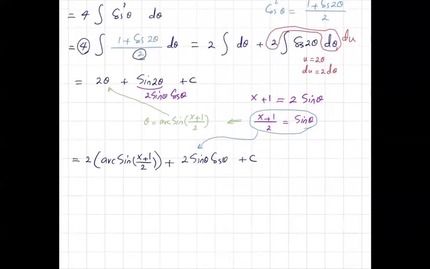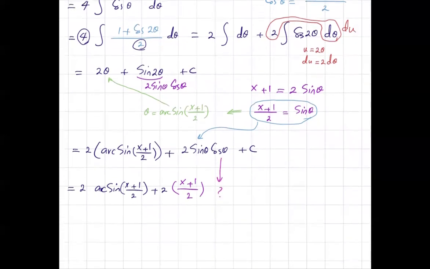So 1 by 1, we are getting rid of all the thetas. We have 2 times arc sine of x plus 1 over 2 plus 2 times sine theta, which is x plus 1 over 2. But what is cosine theta? I don't have any value for my cosine. To find cosine, we're going to use right triangle.